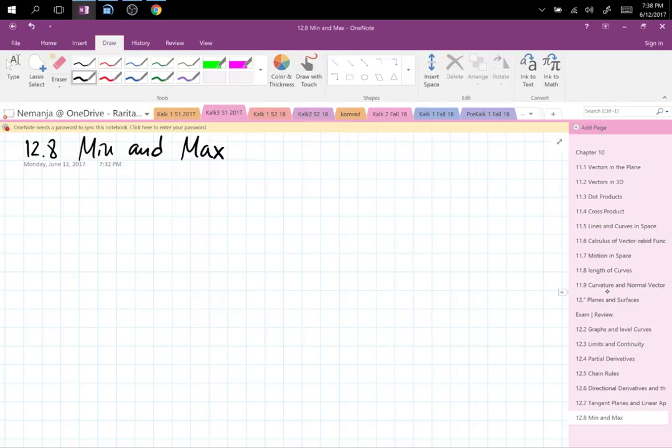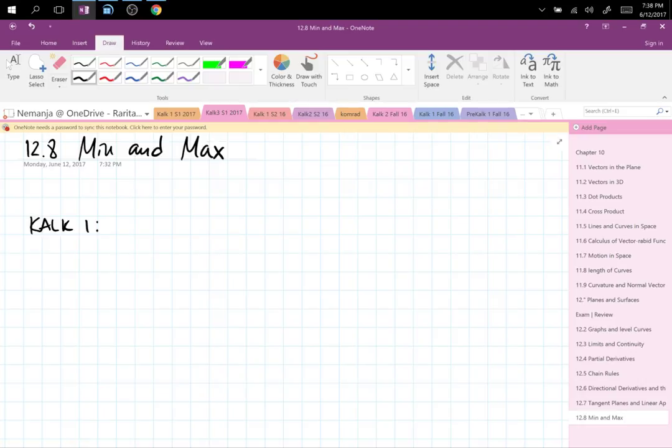Hello and welcome back to Calculus 3. Tonight on the menu, 12.8 minimum and maximum problems, which is where we find minimum and maximum on the shape. Now, we are first going to briefly take a look at Calc 1 and remember the procedure, and then just upgrade and modify it for Calc 3.